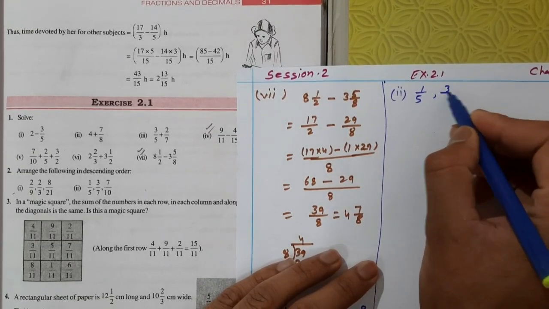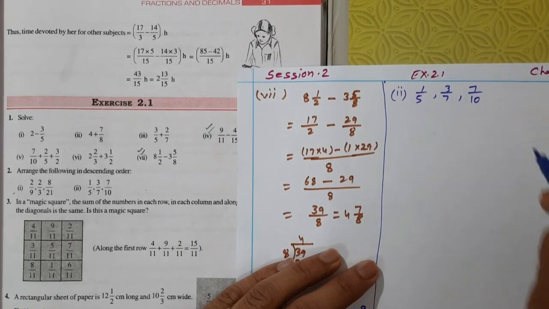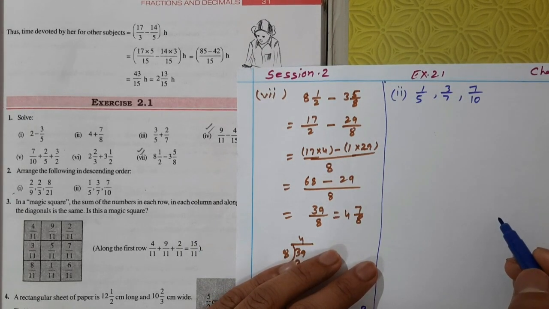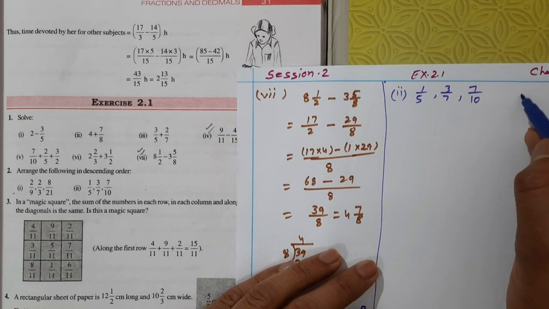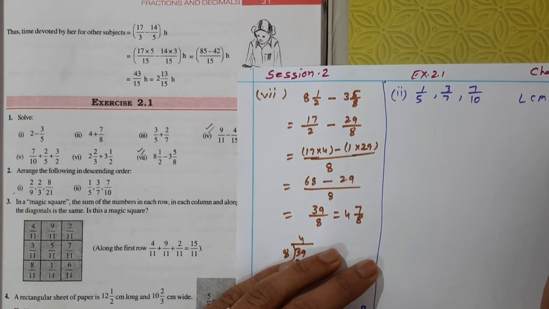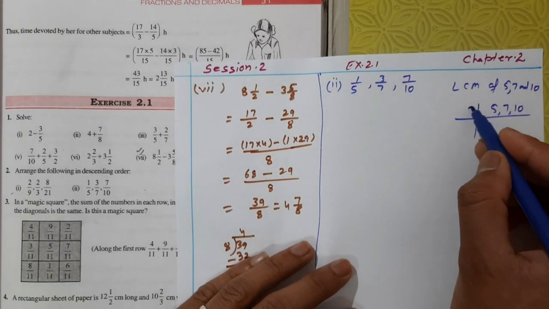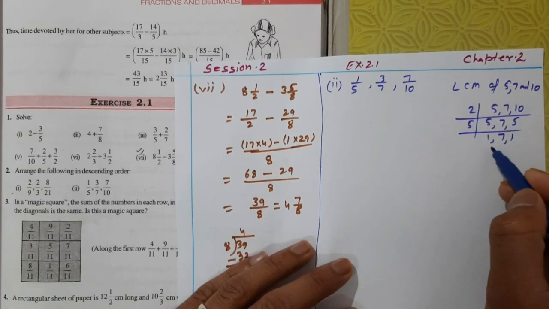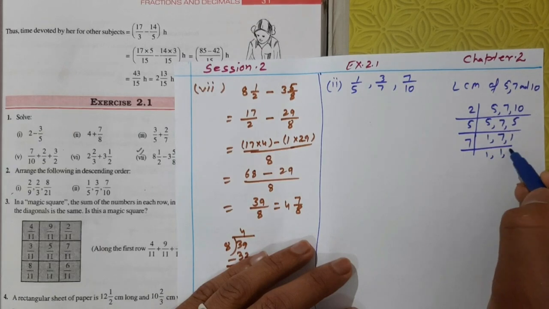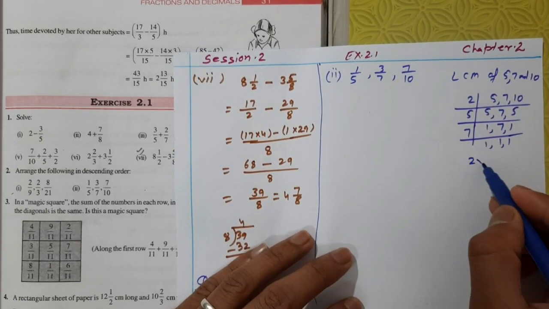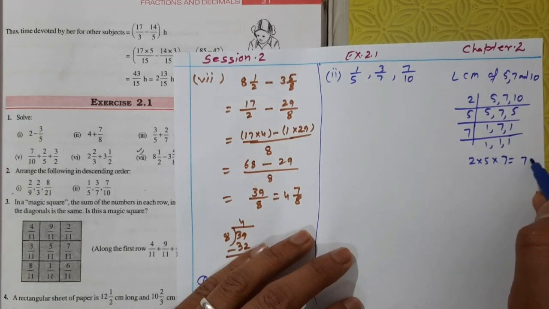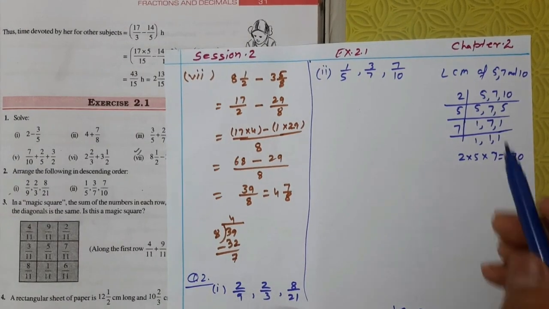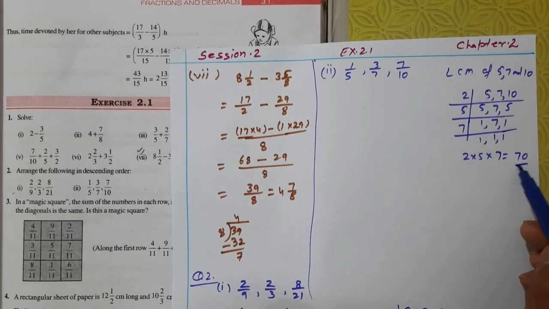Now Roman number 2: 1/5, 3/7 and 7/10. Now LCM of 5, 7 and 10. So 2, 5 times 5, 1, 7, 1 and 7, 1, 1, 1. Now LCM is 2 into 5 into 7 equal to 70. So LCM of 5, 7 and 10 is 70.